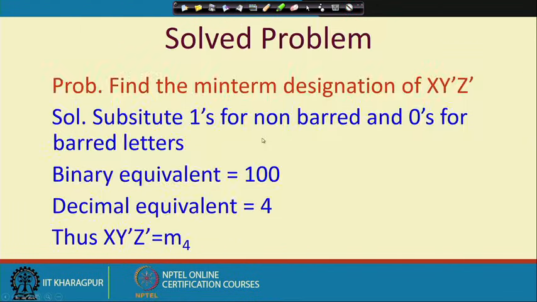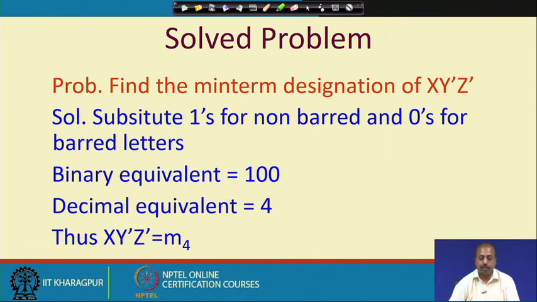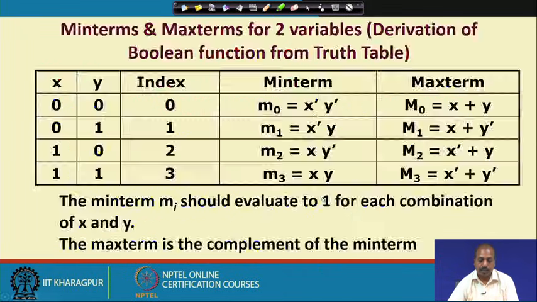So, next we will see some problem. Find the min term designation of x, y bar, z bar. Its binary equivalent is 1 0 0. So, decimal equivalent is 4. So, it is m4. This is the standard notation that we are using.